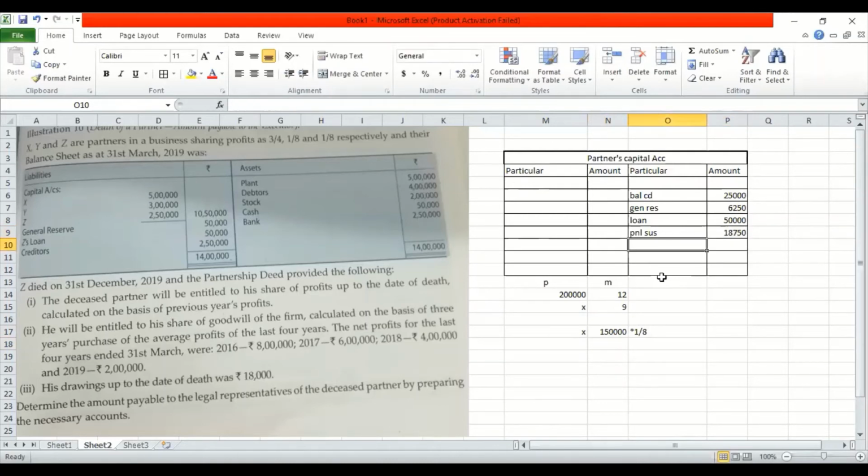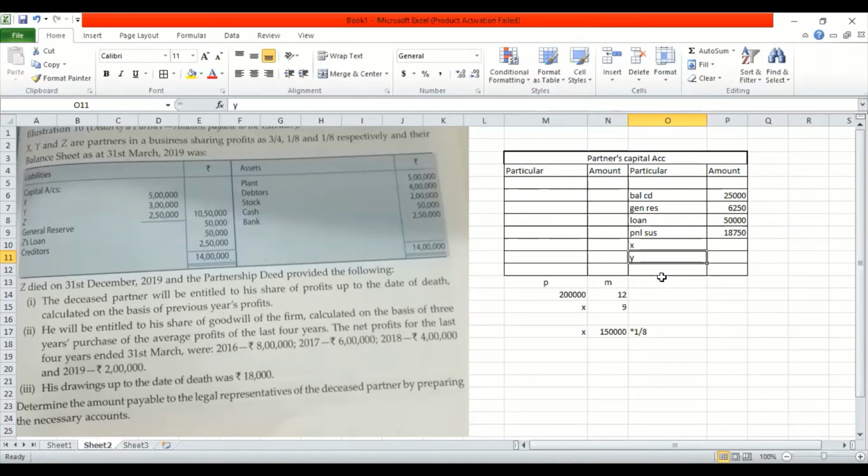What is left? The goodwill part, right? And who will give the goodwill? I told you, X and Y. Now what is the share of goodwill? Again, you have to do your calculation as per adjustment number 2. They have very clearly mentioned that it should be 3 years purchase of the average profit. So 8 lakh, 6 lakh, 4 lakh and 2 lakh. If I take an average and multiply by 3, I understand that the goodwill calculation is 15 lakhs.